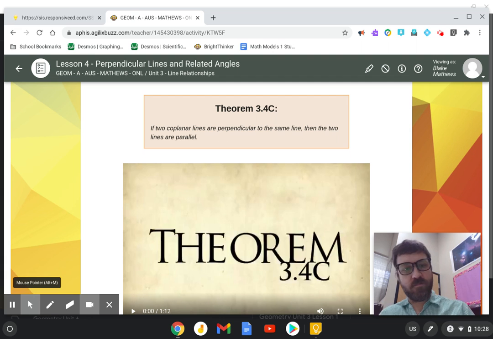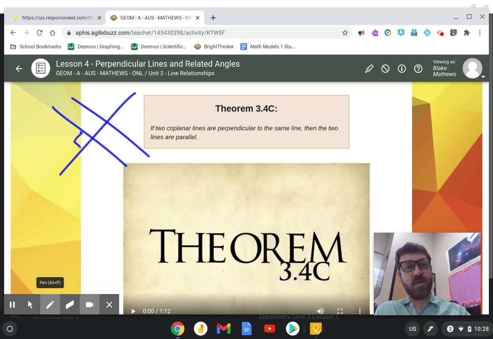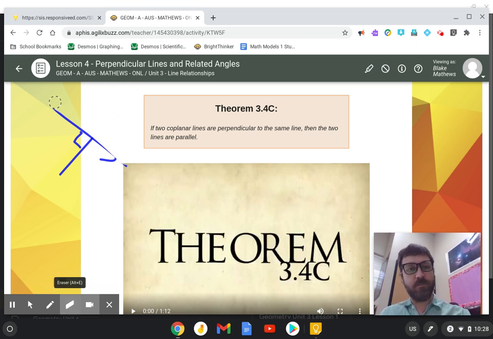And then this theorem 3.4c says something similar. It says you have these two lines, and they're both perpendicular to this line. Then again, we know these are parallel. So it goes both ways. If you know that these two lines are parallel, then a perpendicular line in one will mean a perpendicular line in the other. And if they are both perpendicular to the same line, then those lines have to be parallel. That's really what that's saying.